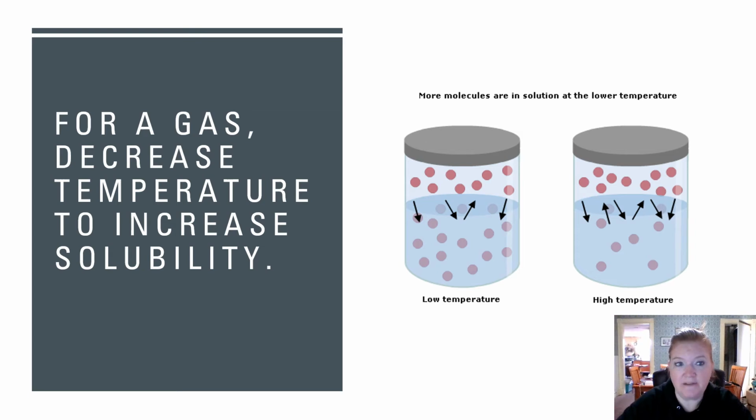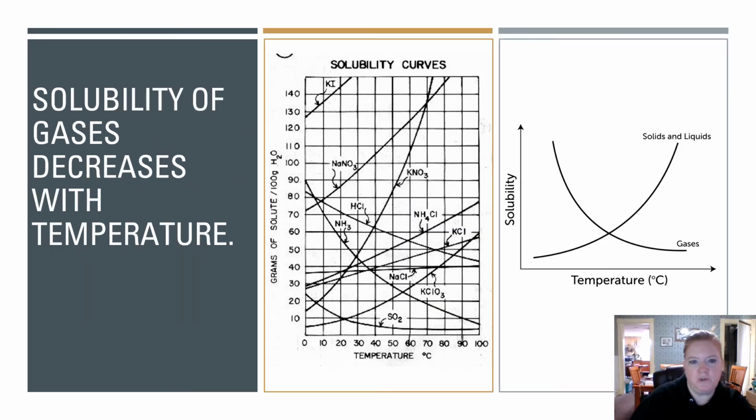Now, for a gas, if I decrease the temperature, I can increase the solubility. So that means a warm soda is going to let more gas molecules escape, going to have lower solubility. A cold soda will hold more of the gas molecules in the solution. It has a higher solubility. So you can see when I have a gas, okay, as I increase the temperature, the solubility decreases. So looking at this whole big table, I can find ones that are most likely gases by looking for the ones where the solubility decreases with temperature.